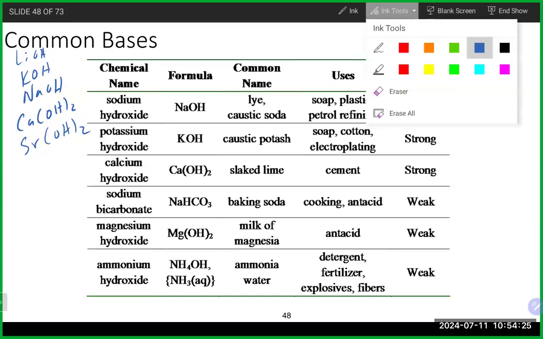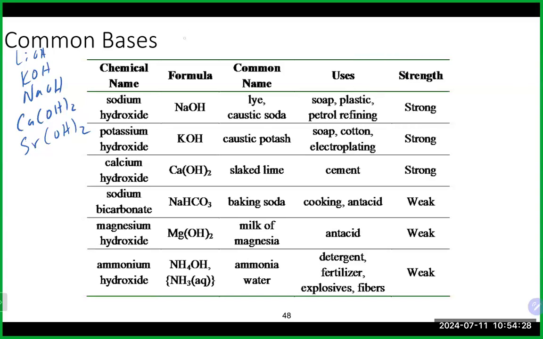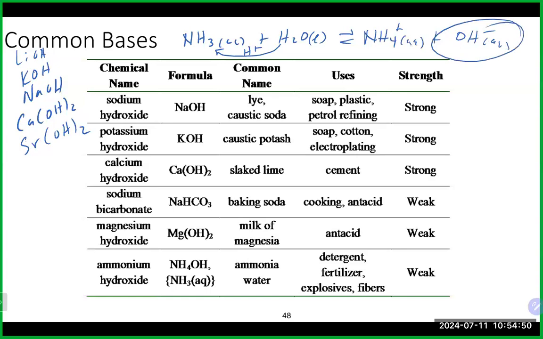What happens with that is, although it does not have hydroxide in its formula, when ammonia is in solution with water, it will actually grab an H plus off of the water and produce NH4 plus, and it will then make water into hydroxide. So it has the ability to produce hydroxide by removing an H plus from water, and that is why it's considered a base. It's considered a weak base because it's got to go do a little reaction to produce the hydroxide.